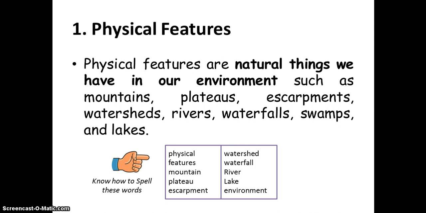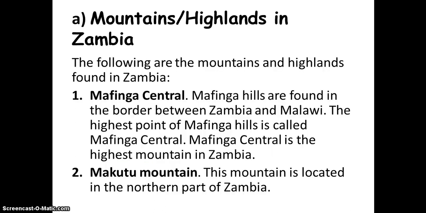Now I want you to do something. At the end of this lesson, after you've done your exam practice questions, please be able to spell the following words: physical, features, mountain, plateau, escarpment, watershed, waterfall, river, lake, environment. Now, we are learning social studies, but these words are important. You may find them in the English examination paper where you are required to be able to spell them. Okay, let's go on with our topic.